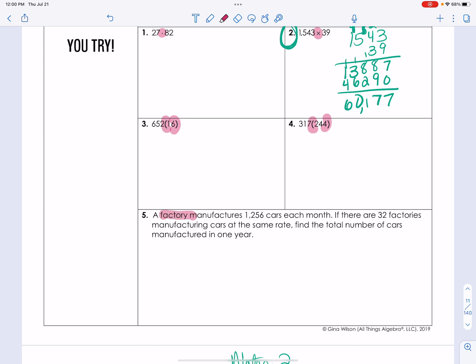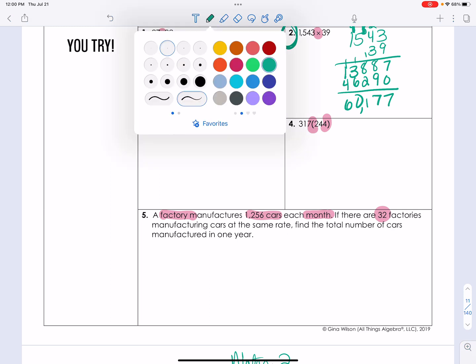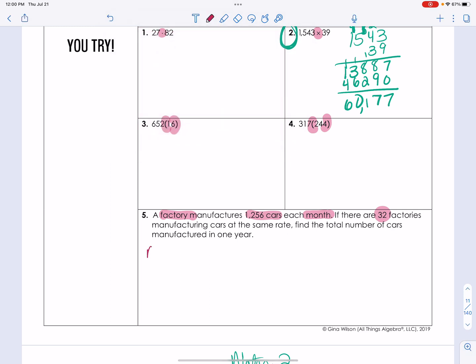Each factory manufactures this many cars each month, and there are 32 factories. So your first step is going to be to figure out how many they can make in a month, and then we'll go from there. So I'm going to do 1,256 times 32. That's 12, carry the 1, 11, 5, 2. And then 0, 18, carry the 1, 15, 16, carry the 1, 7, and 3. When you do this, you get 2, 9, 11, carry the 1, 10, carry the 1. I get 40,192. But this is per month.